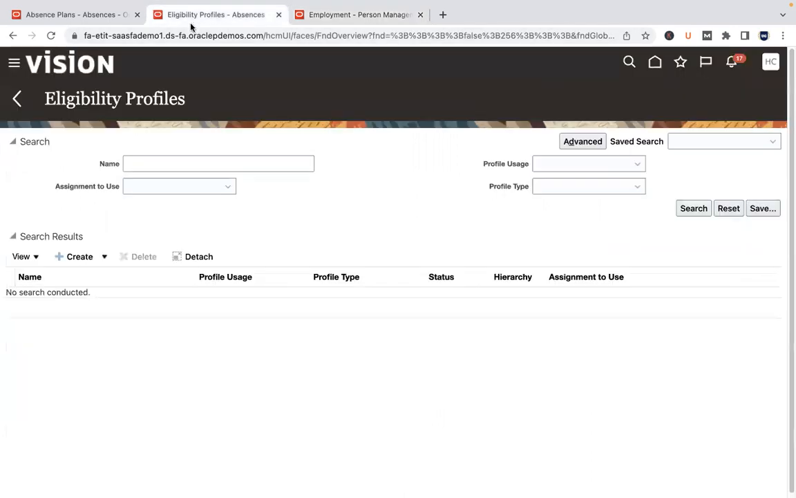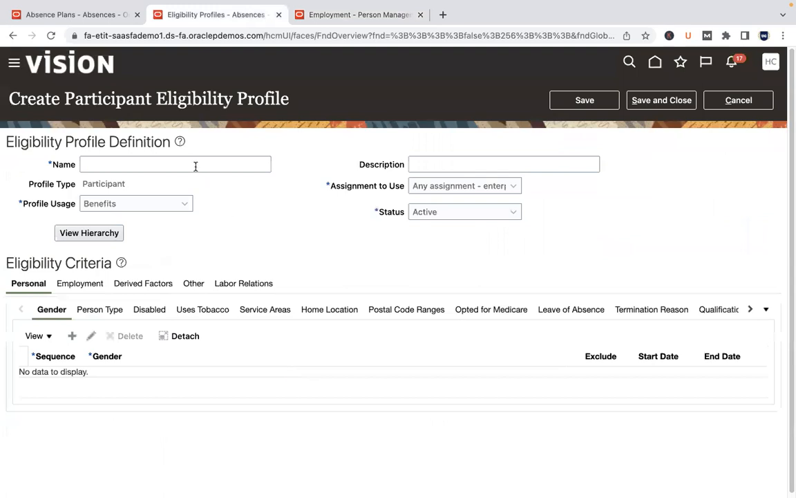What do you do in such case? You go to eligibility profiles and you create a new one. Give it a name.